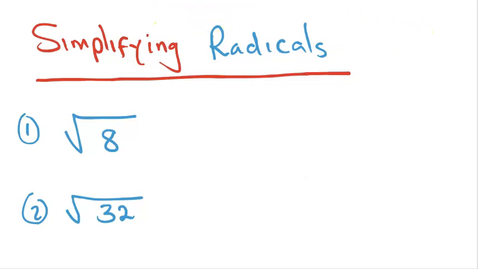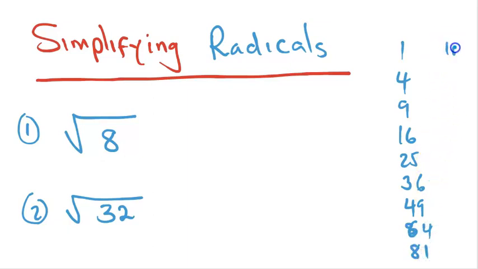So 1 squared is 1, 2 squared is 4, 3 squared is 9, 4 squared is 16, 5 squared is 25, 6 squared is 36, 7 squared is 49, 8 squared is 64, 9 squared is 81, 10 squared is 100, 11 squared is 121, 12 squared is 144, 13 squared is 169, 14 squared is 196, 15 squared is 225, and you need to know all the perfect squares like that.